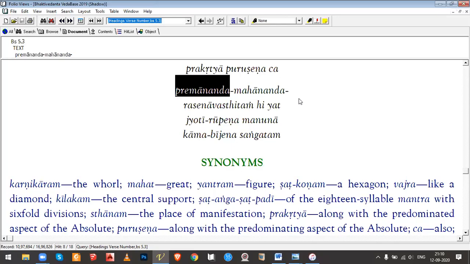Why? Because one's swarupa will be revealed, and one will enter into Krishna's pastimes. Then Mahananda, which becomes a variety of mature rasa filled with even greater bliss. Prema is the general definition, but there are stages of more and more condensed prema displayed in Vrindavan. This shloka is interesting. Śrīla Jīva Gosvāmī explained this in his commentary. After explaining the yantra, the mantra, and how to worship the mantra, mantra upasana, swarasiki upasana, and giving all the quotes, he explained the result: premananda, mahananda, rasena vasitam hiyat. This assumes another form, a self-revealing or spiritual jyoti rupena, which becomes a self-revealing mantra by using this kama bijana sangatam.